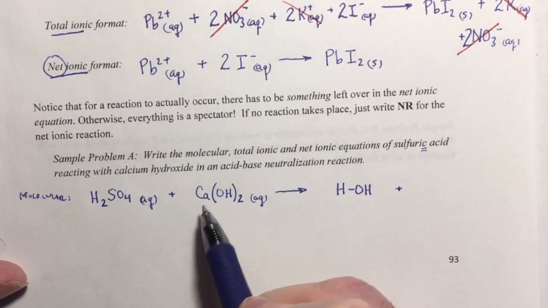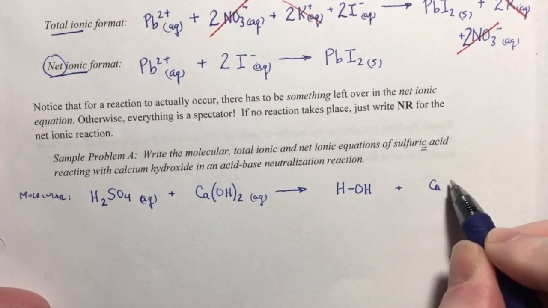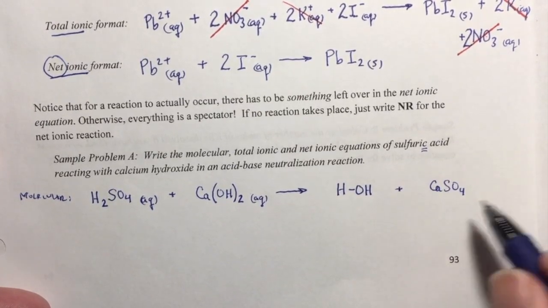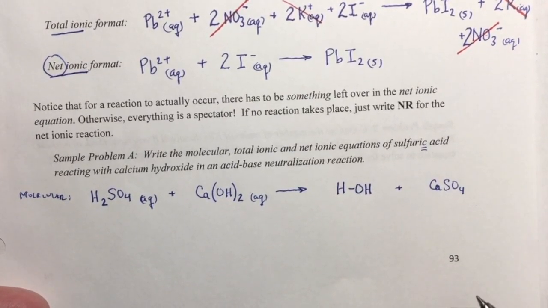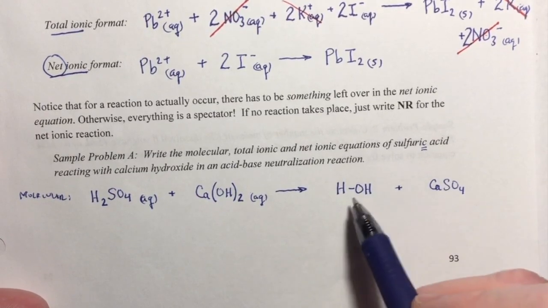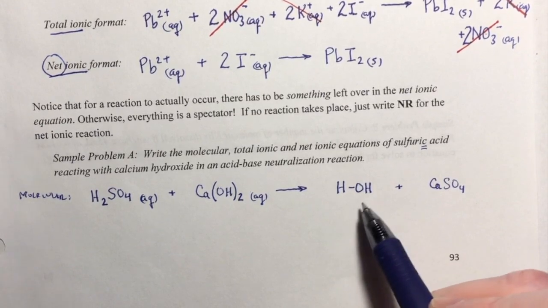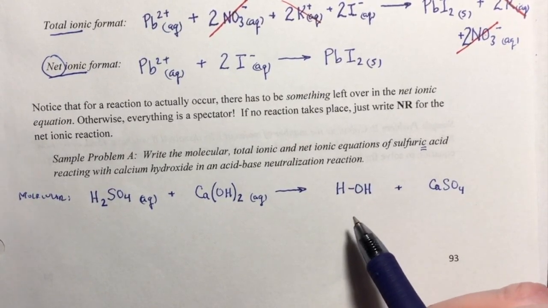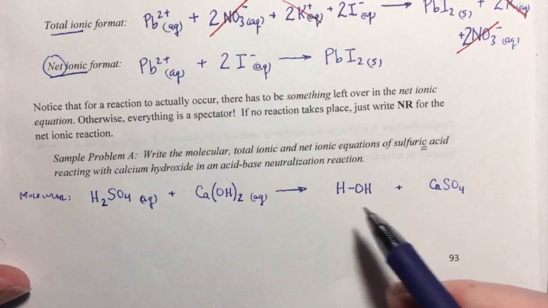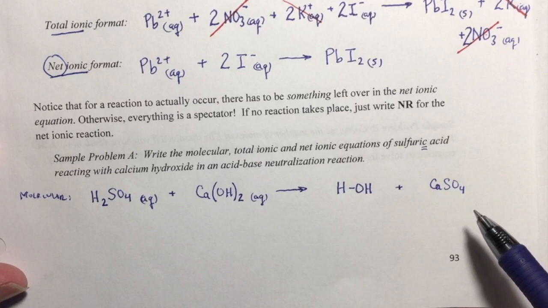So I've got water, and then the calcium is going to go with the sulfate. Calcium is a 2+, sulfate is a 2-, and so I just need 1 of each. Those are the correct formulas. We know that this is H2O, but I'm allowing you to write it as HOH in these acid-base reactions. That's okay. So we have water and calcium sulfate. Those are the correct formulas for our products.